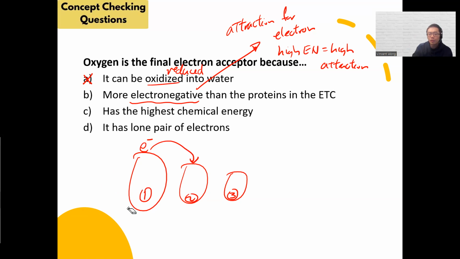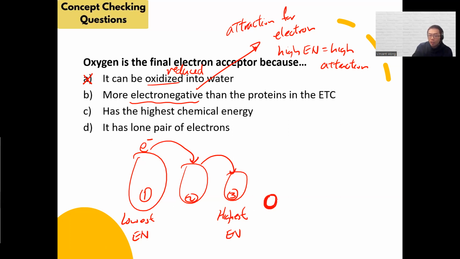In order for the electron to go to the next one, the next protein must have higher attraction for the electron, right? Otherwise, how do you pull it off? So the second one is going to have higher attraction for electron, higher electronegativity. And then the next one will also need to have higher electronegativity, right? So highest electronegativity. This is lowest electronegativity, lowest attraction for electron.